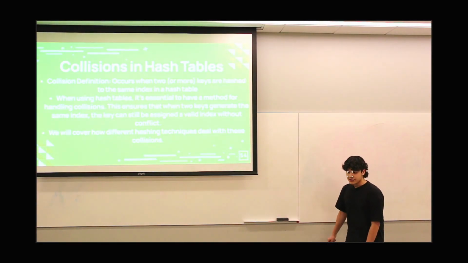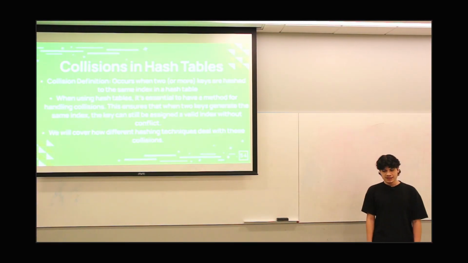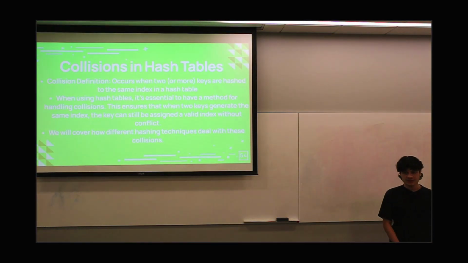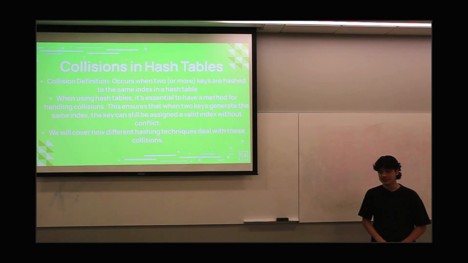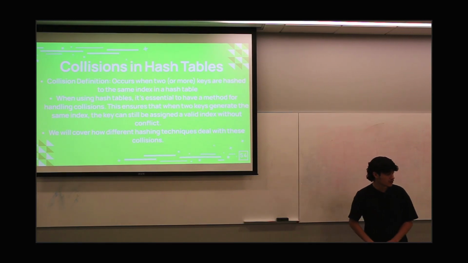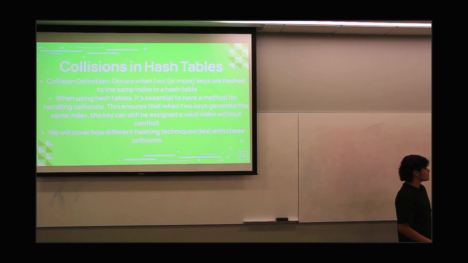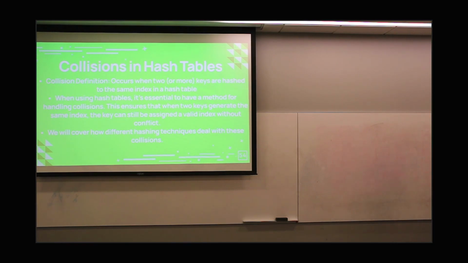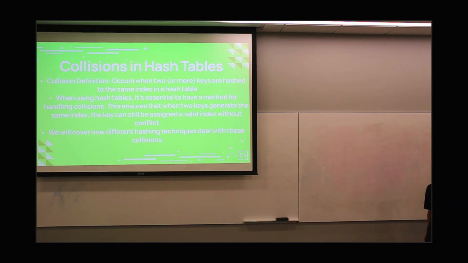Whenever we are dealing with indexes and going through the hash function, we encounter collisions. If at any point we do encounter a collision, we need to find a way to handle it. A collision occurs whenever 2 or more keys are hashed to the same index in a hash table. I think this will be easier to explain whenever we go through the examples, so let's move on.